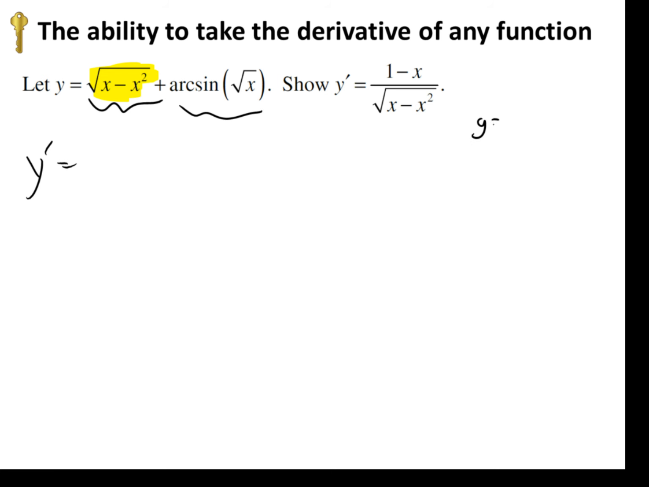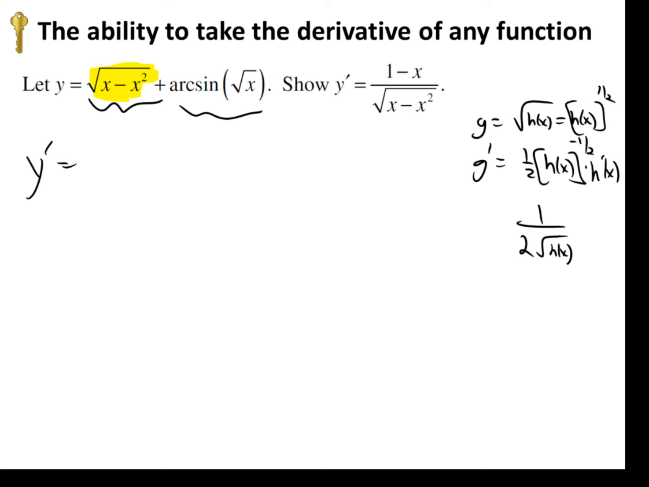Whenever you have any function that is the square root of another function, think about that as being to the half power, and then you bring that half power down to take the derivative, and then it goes to the negative 1/2 power, and then you multiply by the derivative of the inside. Ultimately, it's like 1 over 2 square roots of that same guy times the derivative of that guy. We should have 1 over 2 square roots of x minus x squared times the derivative of x minus x squared. 1 minus 2x. Right, that's half the battle.